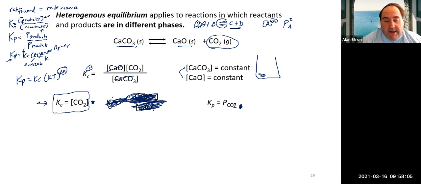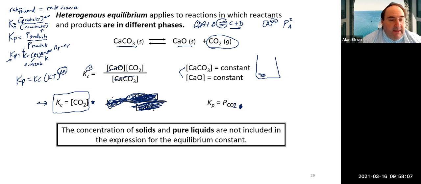So ultimately what we end up with here, as we talked about last time, is that the concentration of solids and pure liquids are typically not included at all in an equilibrium expression. So basically, if you see anything with an S, if you see anything with an L, you pretty much should not put it into your expression. You pretty much should just ignore it in that situation.